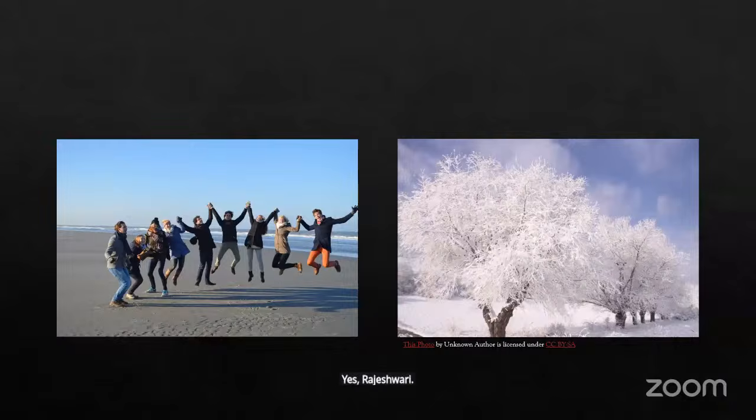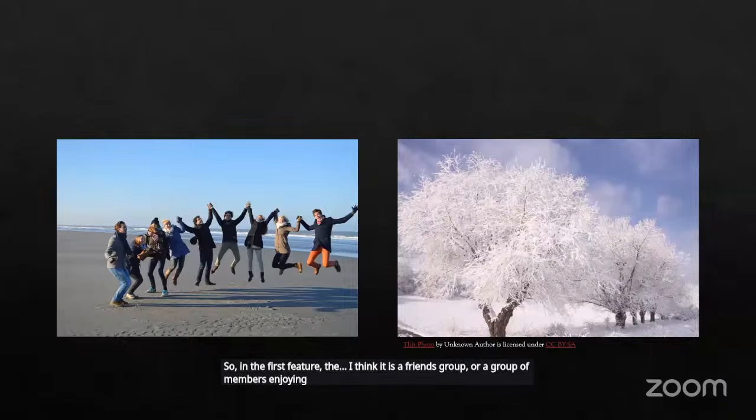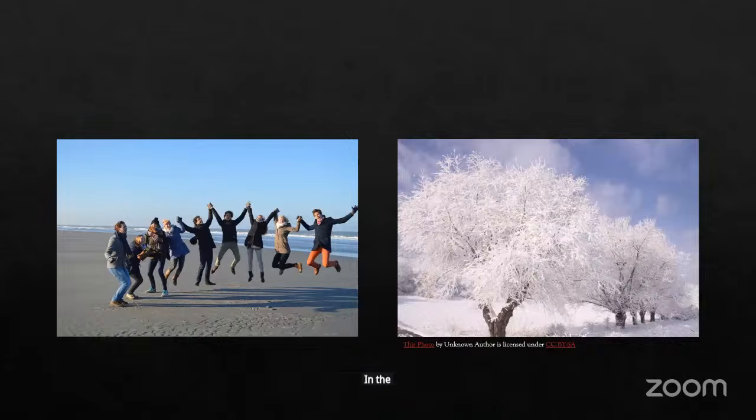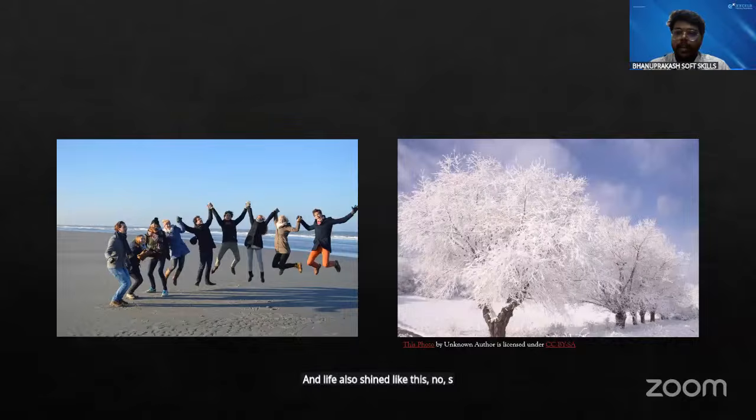So in the first picture, I think it is a friends group or a group of members enjoying themselves. In the second picture, there are some trees which are covered with snow. Most of the members like snow and playing with snow, seeing that snow will shine from anywhere, every time. So when we enjoy life, our health and life also shine like this snow, sir. Yes, that's great.